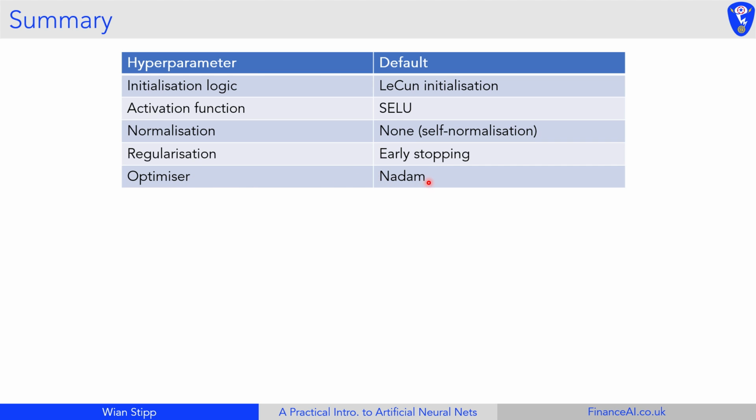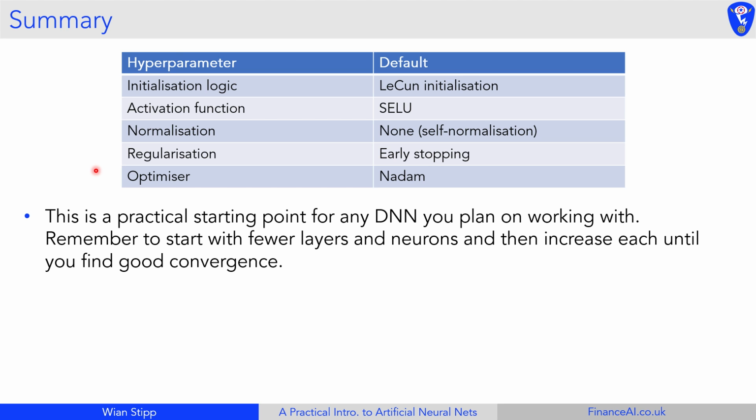Optimizer, we talked about NADAM, which is the Nesterov trick applied to Adam. So this is a practical starting point for any deep neural network you're going to be working with. And remember, it's good practice to start with a few layers and a few neurons, and then slowly increase and adjust both until you find good convergence. Eventually, you'll build up a good feel of how many neurons and how many layers you'll need.